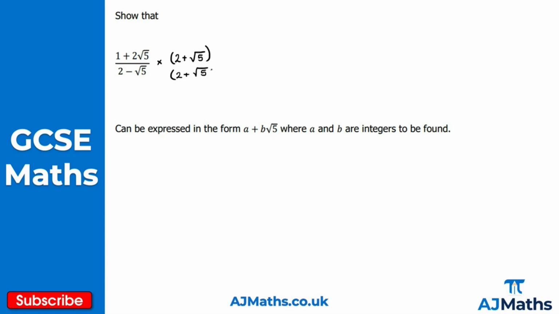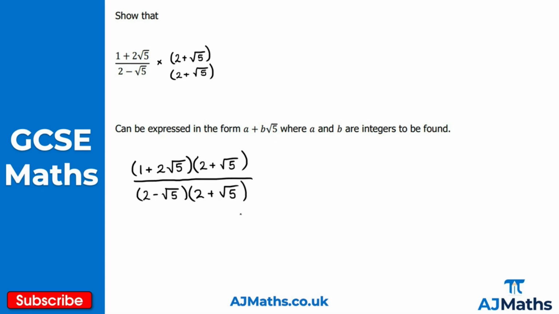So if I write that out more formally, what I've got here is 1 plus 2 root 5, and we times that by 2 plus root 5, like so. And this will all be over 2 minus root 5 times 2 plus root 5. We just write this out in full. That's what we'll get there. So what I need to do now is multiply using FOIL both brackets in the numerator, and then do the same with the denominator.